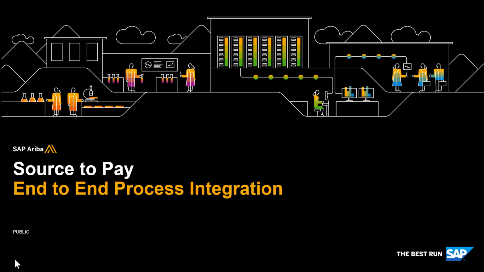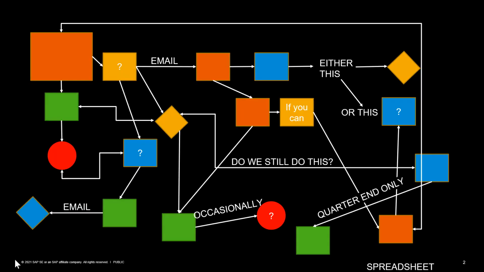In this video, we'll look at the source-to-pay end-to-end process integration. Let's begin by looking at a process flow. Does your business process look like this, where it's disjointed, hard to follow, there are many manual or optional steps?